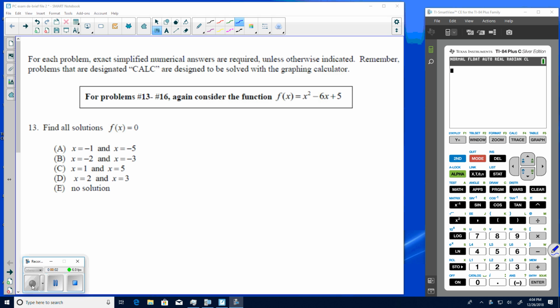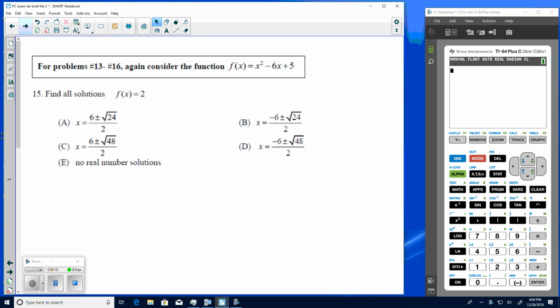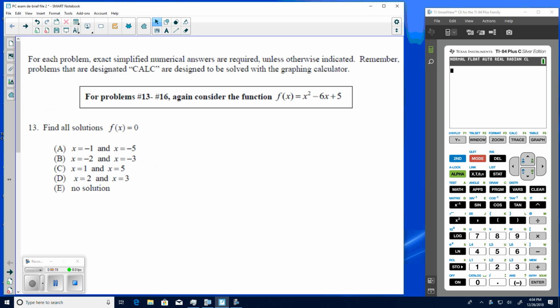Okay, picking back up again on our pre-calculus exam debrief. We're up to problem 13. You'll note that 13, 14, and 15 are all quadratic equations to be solved. None say use the calculator, although we could have if we wanted to.